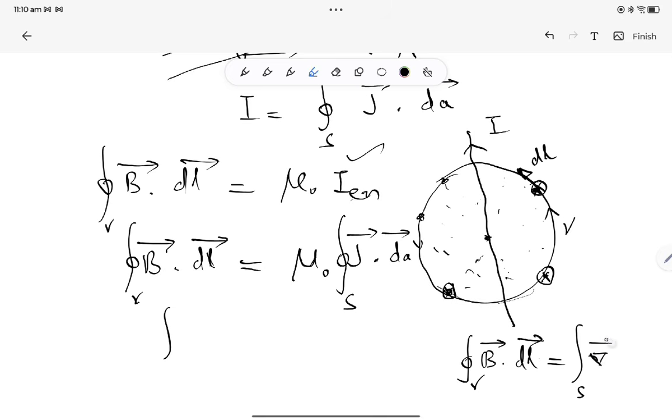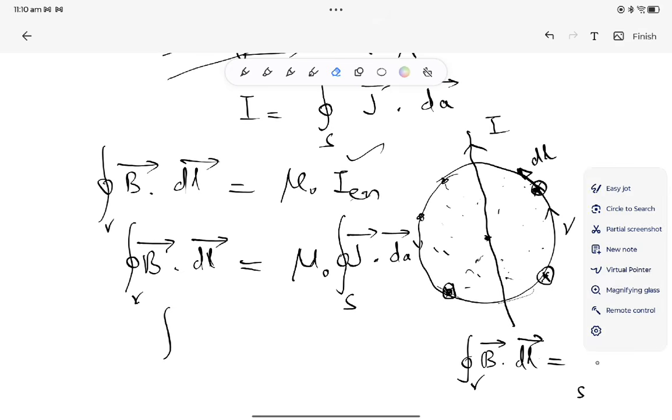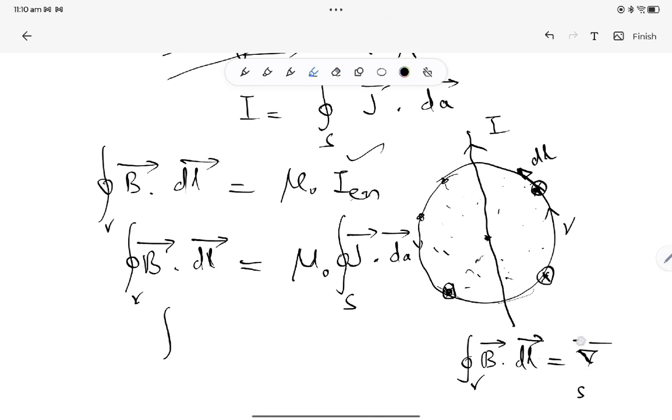curl of B dot dA. Because it is a surface integral, we will have a dA here.